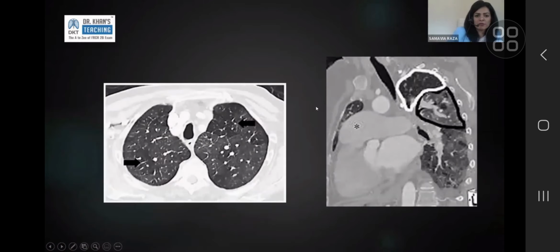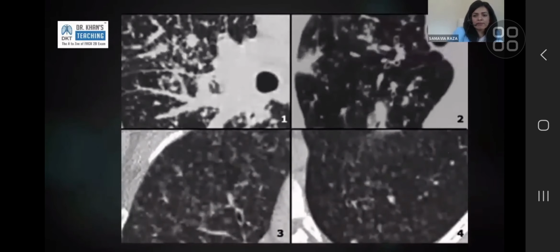So going back to the distribution of nodules, this slide gives you 4 different sorts of distribution of nodularity. So this is the first one I was talking about.